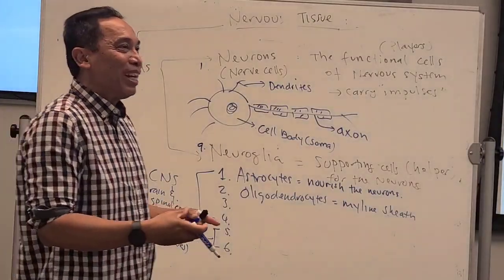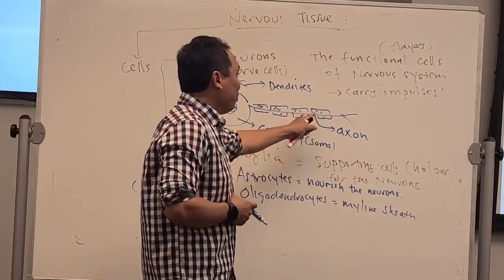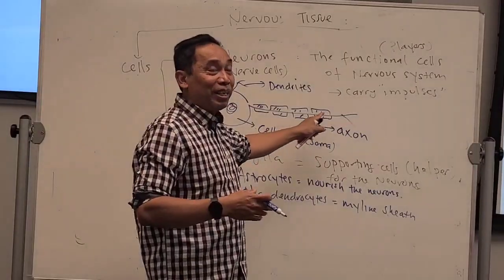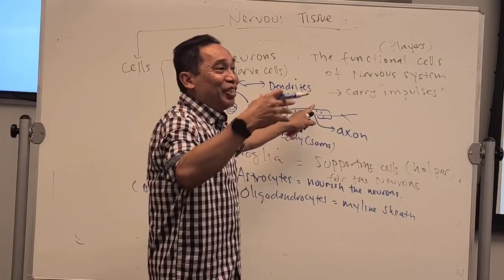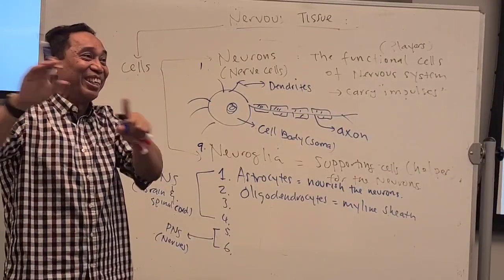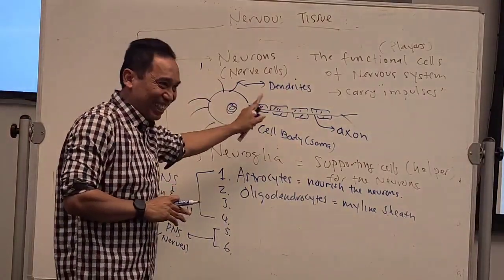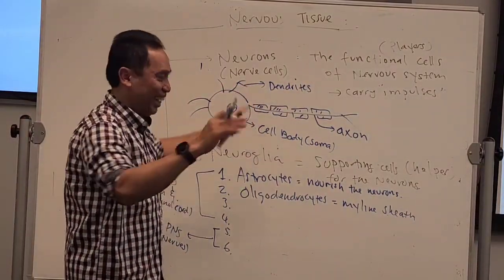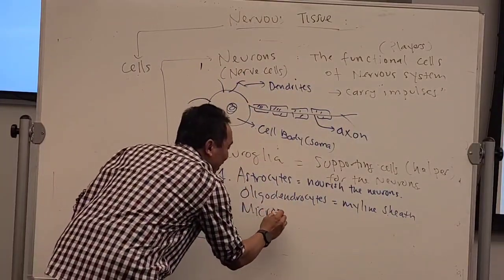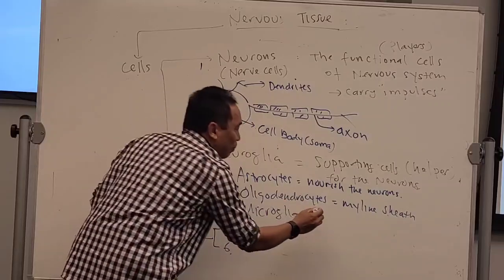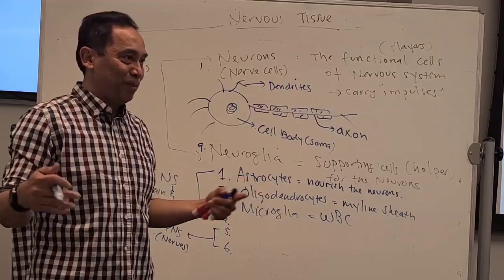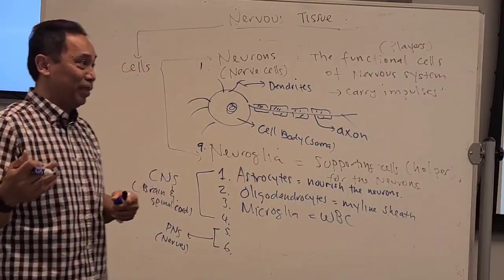Now, what is the function of this myelin sheath? The myelin sheath actually makes the impulse become faster. The bigger the myelin sheath, the faster the impulse will go. Right? We're going to learn that later. Right now, just know that there is myelin. Okay. The next one is called the microglia. This is actually a white blood cell that stays in the brain and spinal cord. What is the function? Protection against disease, right?